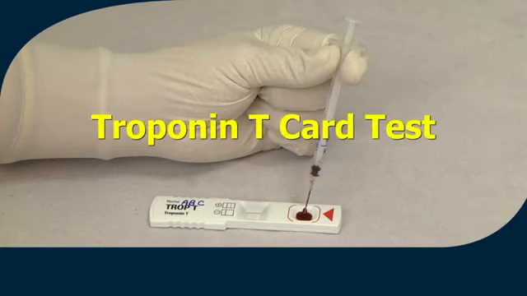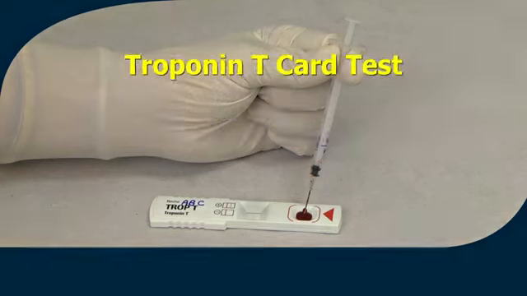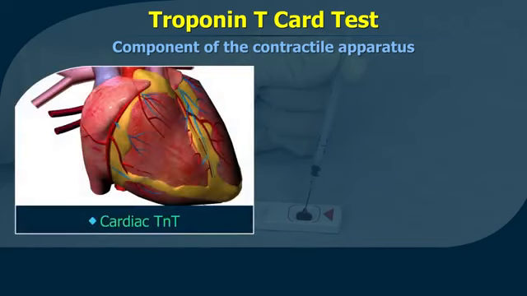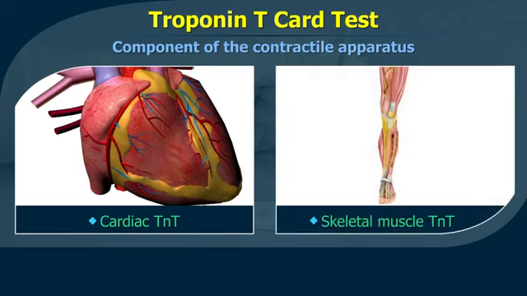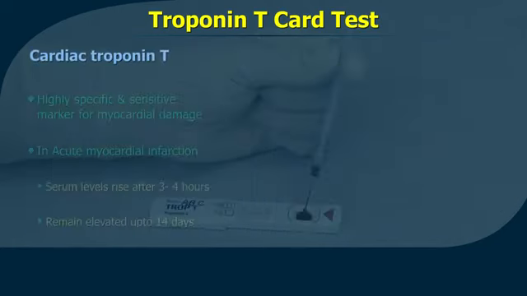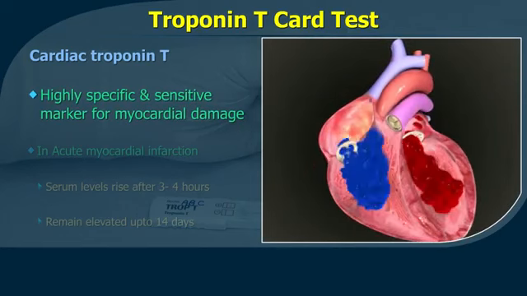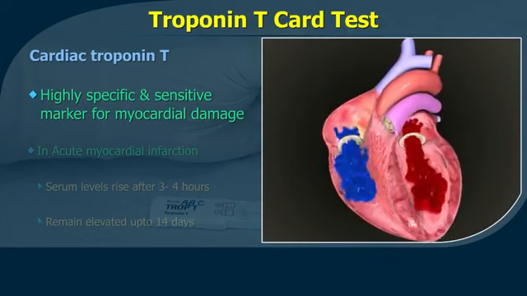Troponin T card test. Troponin T, or TNT, is a component of the contractile apparatus of the striated musculature. There are two types of troponin T: cardiac troponin T, which originates exclusively from the myocardium, and skeletal muscle troponin T, originating from skeletal muscles. Cardiac troponin T is highly specific to the myocardium and a sensitive marker for myocardial damage.